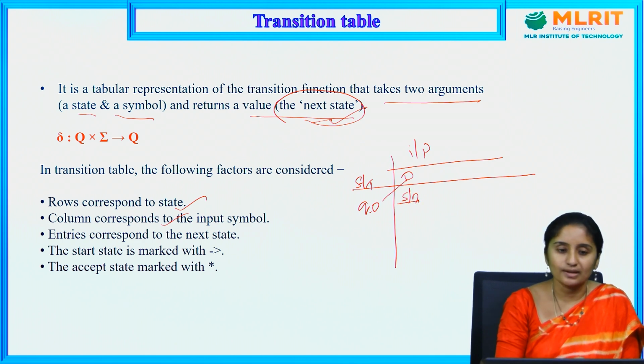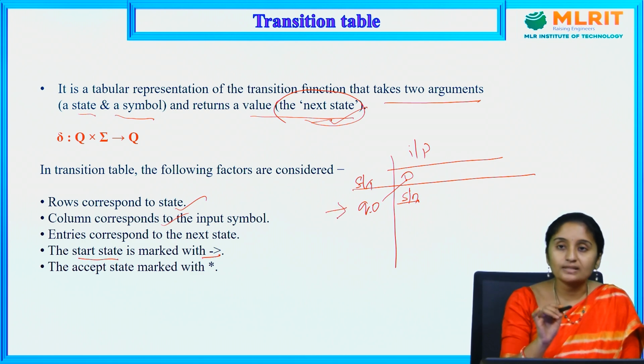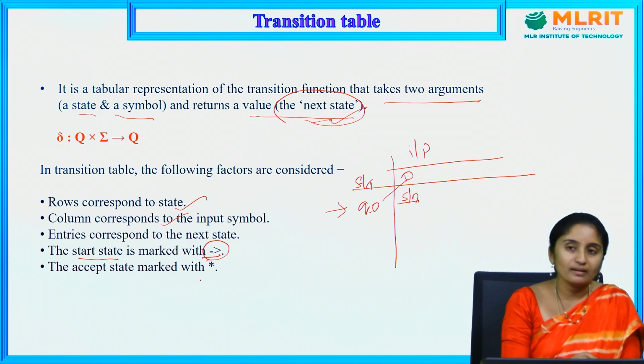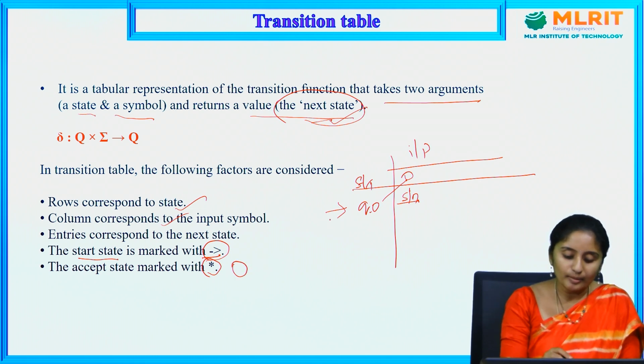or the next state. The start state is marked with an arrow. How to represent whether this is the starting state or the final state? The starting state is pointed with an arrow. The accepted state, nothing but the final state, can be represented with a star or circle. Both can be done. In a table, I can represent the starting state with an arrow and the final state.